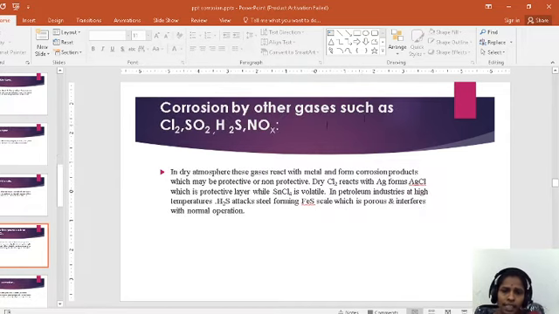So corrosion by other gases such as chlorine, sulfur dioxide, hydrogen sulfide and nitrogen oxides. In dry atmosphere, these gases react with the metal and form corrosion products which may be protective or non-protective. For example, let us see dry chlorine reacting with silver. When chlorine gas reacts with silver, it forms silver chloride, which is a protective layer. But whereas tin forms a volatile layer.